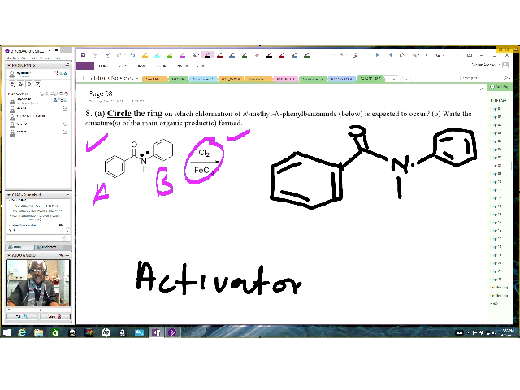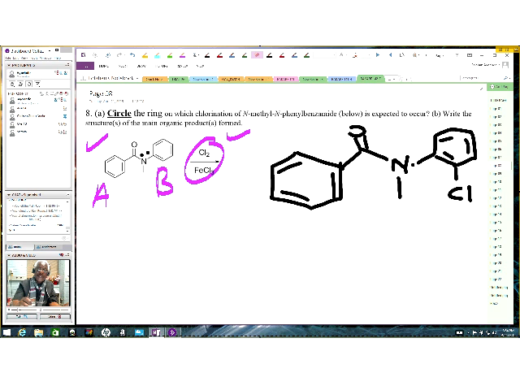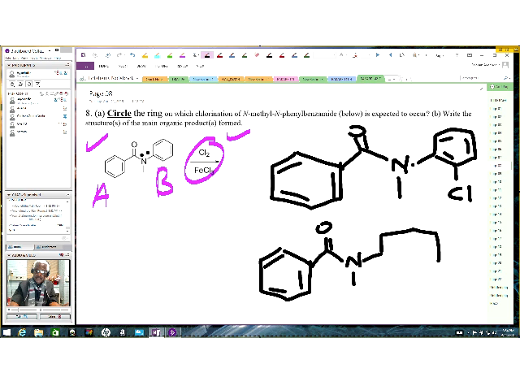And the nitrogen will be an ortho-para director, so the chlorine could go in the ortho position. We could also get another product that goes in the para position. Okay, so we are going to get two products here, and the other one will be this here. Okay, so that is that.